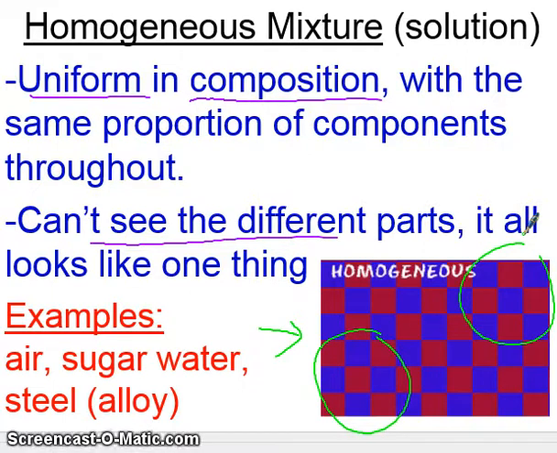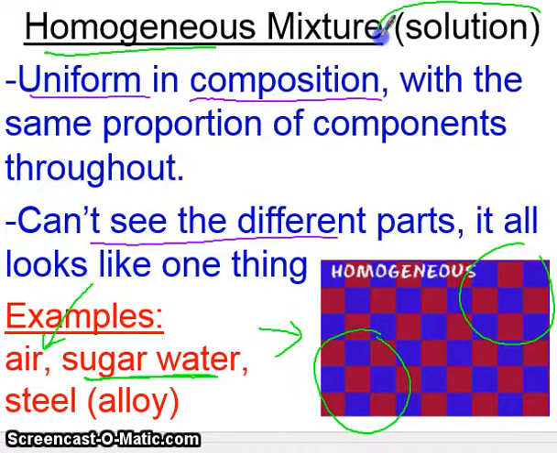Here are some examples. Air is a mixture. Air is a mixture primarily of a few gases, usually nitrogen, oxygen, carbon dioxide. There is some argon. There's also some water vapor in air, but it definitely has more than one substance in it. So that's why it's a mixture. However, the gases are mixed perfectly. So one side of a room has the same composition as another side of the room. Sugar water, anytime you dissolve sugar in water and mix it well, you get yourself a homogeneous mixture. In fact, another word for a homogeneous mixture is a solution. And a sugar water mixture is a solution.